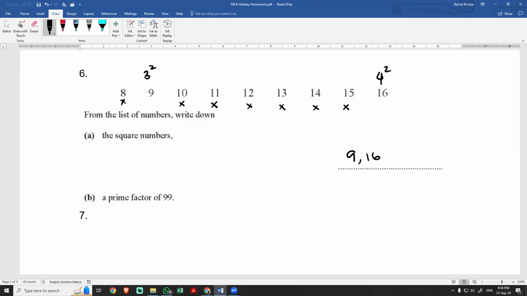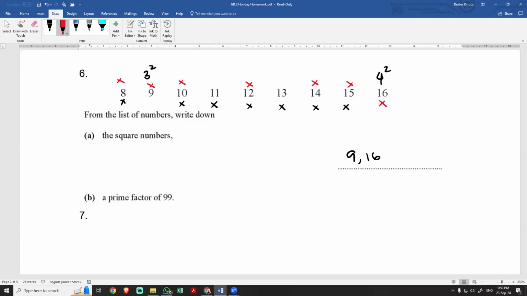Now, the next question is a prime factor of 99. So meaning a number that can divide 99, but it's a prime number. So these are eliminated because these are not prime numbers. I will just eliminate those numbers that are not prime. So the only 2 primes that we can have are 11 and 13.